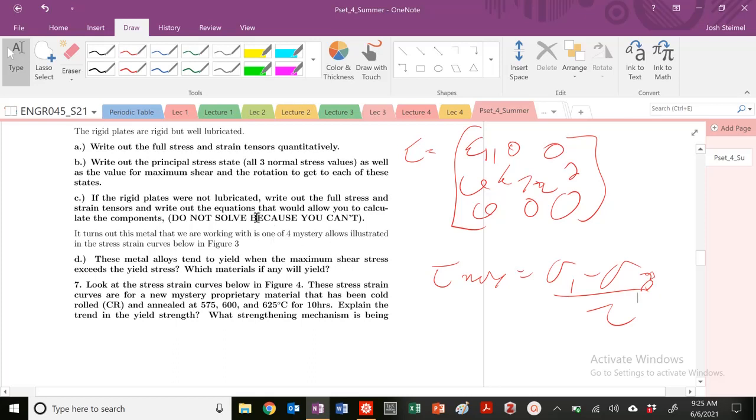If the rigid plates were not lubricated, write out the full stress and strain tensors and write out the equations that would allow you to calculate the components. Do not solve, because you can't.